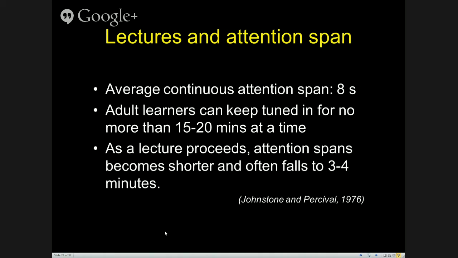because we get distracted. So what the literature tells us is that on average, continuing attention span is about 8 seconds. Every 8 seconds, the RAS will let through a stimulus that will distract you away from paying attention. It's also demonstrated that adult learners can keep tuned in for no more than 15-20 minutes at a time. After 20 minutes, their interest wanes, it goes away, they get distracted, they get bored. It's perfectly normal, all human brains are wired that way. So as a lecture proceeds, attention span becomes shorter and often falls to 3 and 4 minutes.